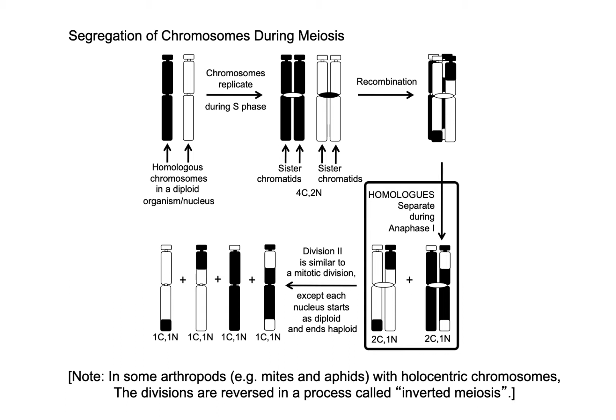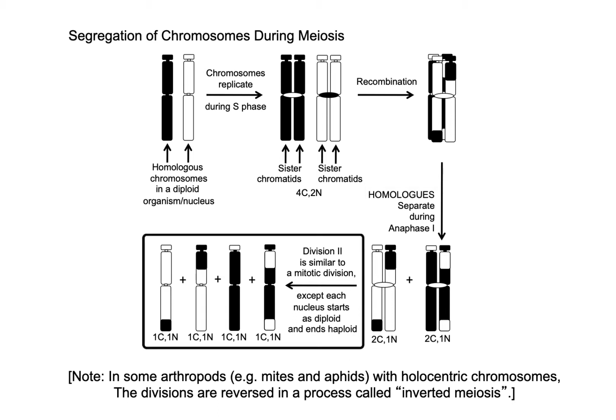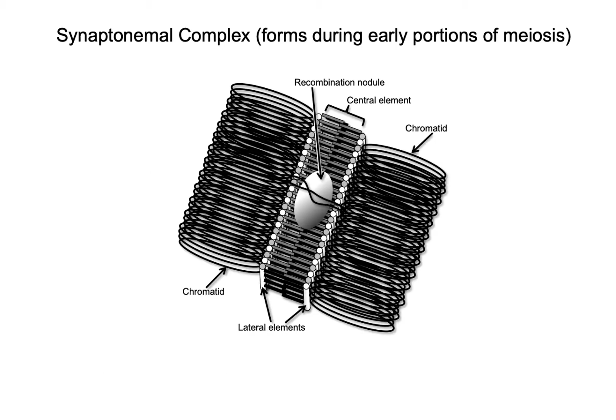That is, it has a haploid number of chromosomes, but it still has a diploid amount or 2C level of DNA. The second division is similar to a mitotic division in the haploid cells, and you get a separation of the chromatids. They become chromosomes, and then you wind up with cells that are at the 1C1N level, truly haploid cells again. In meiosis, during that first division, getting the chromosomes together, some unique structures form.